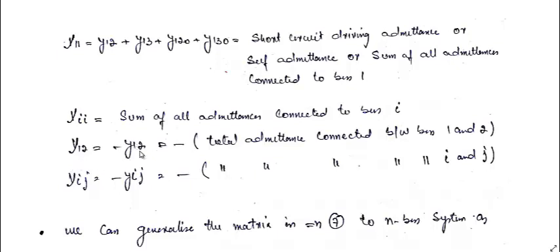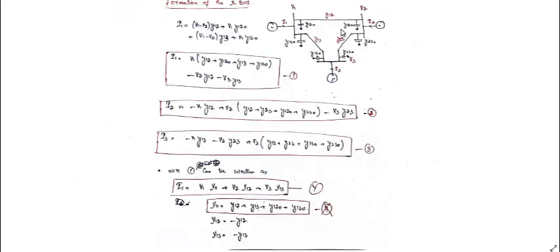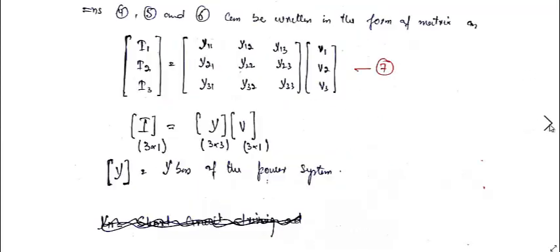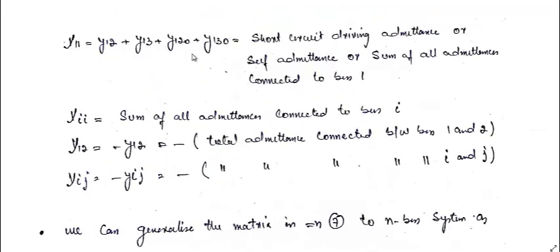Y12 is minus times the total admittance connected between bus 1 and 2, or in general Yij is equal to minus times the total admittance connected between bus i and j. So you can see it is the total admittance connected to bus 1. You can see it from here. The total admittance connected to bus 1 is Y12, Y120, Y130 and Y13. That is this admittance.